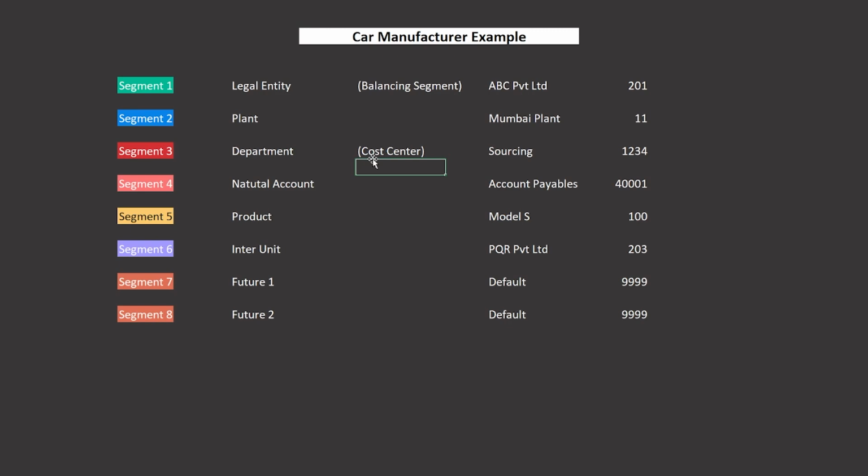We have also incorporated 2 additional segments to accommodate the company's plan for aggressive expansion, ensuring flexibility for future structural needs. Now, we have also given an example of what the values of this chart of accounts could be. ABC Private Limited with a code 201 could be your legal entity. Mumbai plant could be the value of the plant. Sourcing could be the department. Account payables is one of the accounts that could be used. And then you have a car called Model S as product. And for inter-unit, you can have another legal entity of the group. And in this example, we have kept default values for the future segments.